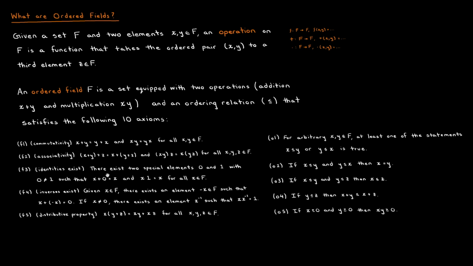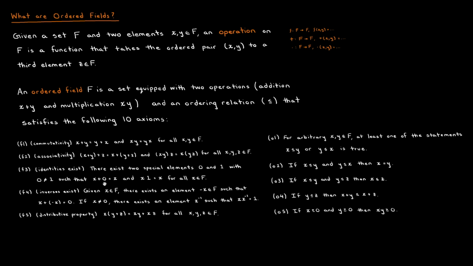The next axiom deals with identities. In ordered fields, there will always be two special elements, a 0 and a 1. So ordered fields can never be empty. They must have at least two elements, a 0 and a 1. And these 0 and 1 have the following properties. First of all, 0 must be different from 1. These are two unique, distinct elements.